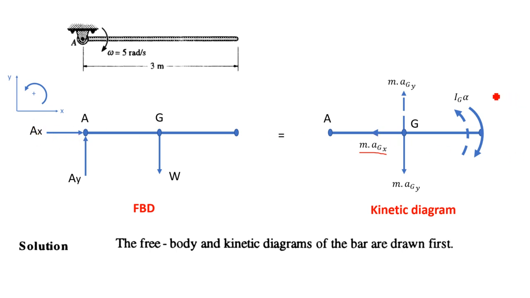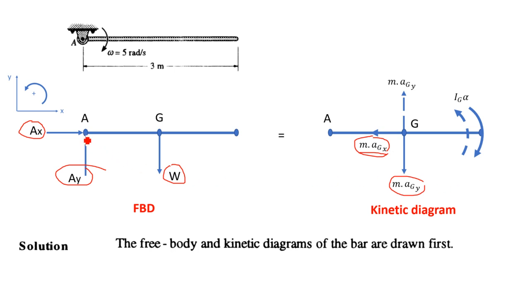So again, the alpha can go either clockwise or counterclockwise. I don't know now; I need to calculate if it's going to be positive or negative. So that's what we're going to have. The AX in the X direction is going to be equal to the M AGX. The AY minus the W is going to be equal to the M AGY.